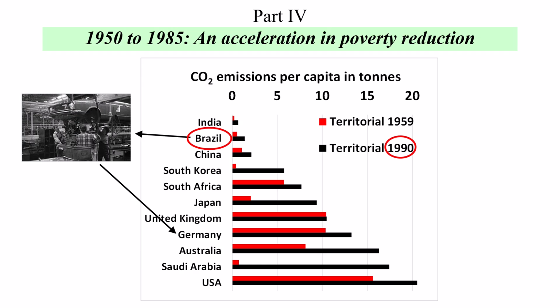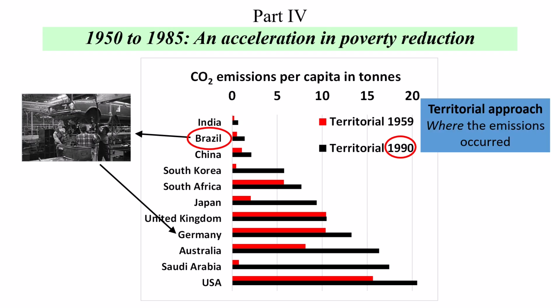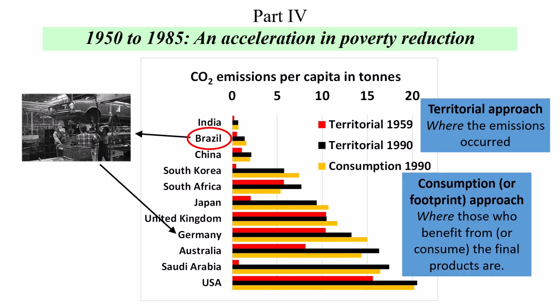But if we want to talk about a fair distribution of emissions, should we completely ignore the fact that those cars produced in Brazil by a German company are used by Germans, not Brazilians? Many would argue no. In fact, many would argue that the most important thing is not where emissions are produced, but who benefits from the final product, or who consumes that product. This is the consumption approach to emissions. See the yellow bars in the graph. Some talk about this as the carbon footprint approach.